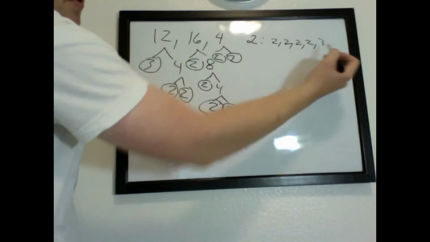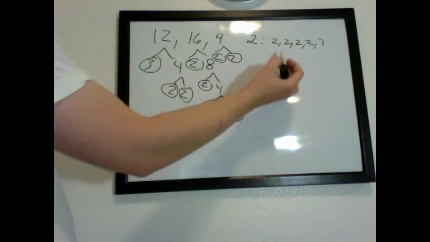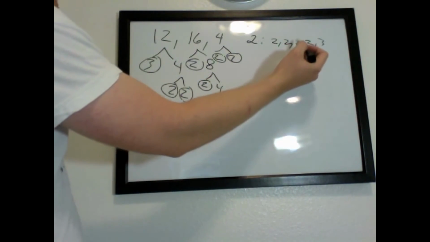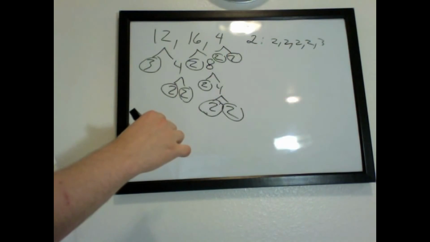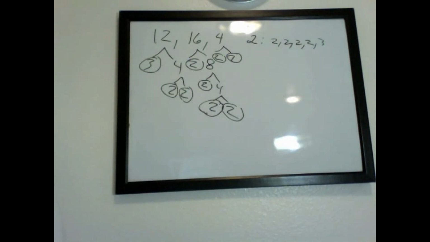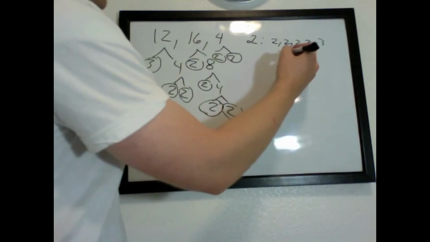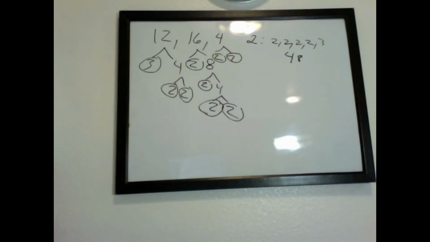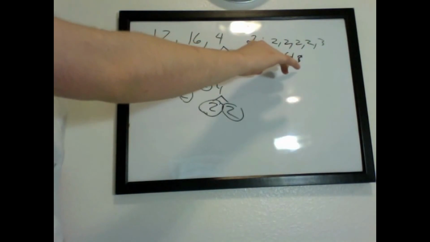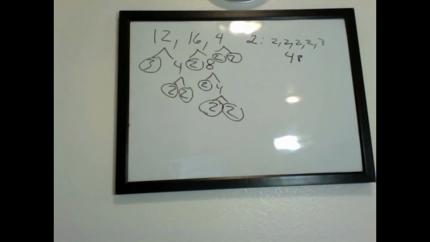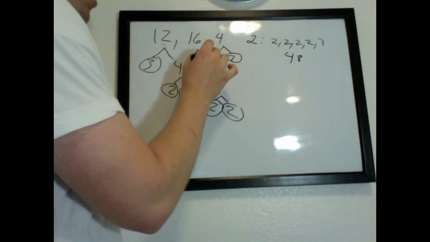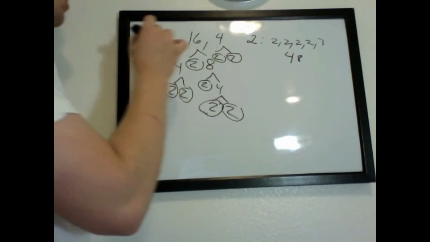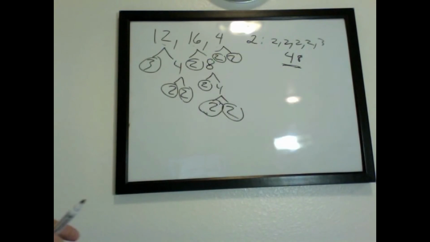You multiply all these ones together. So 2 times 2 is 4. 4 times 2 is 8. And 8 times 2, 16. 16 times 3 is 48. All 3 numbers have a 48 in common. That's the least common multiple. So if you took the multiples of 12, multiples of 16, multiples of 4, the least one that they have would be 48.